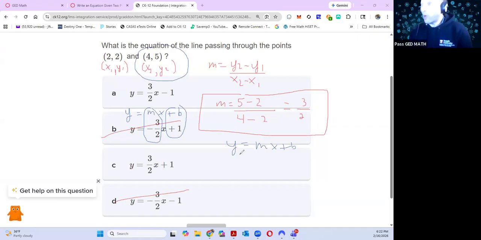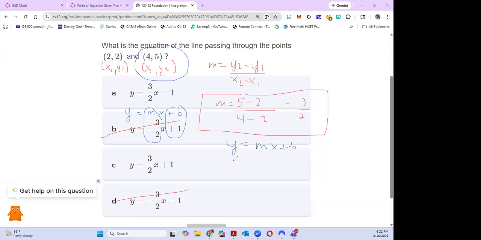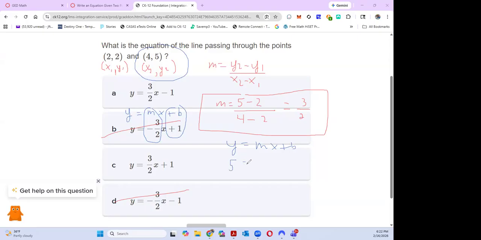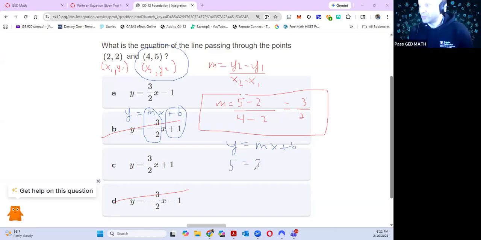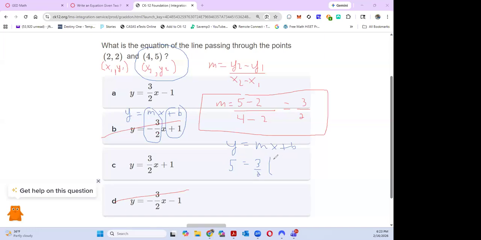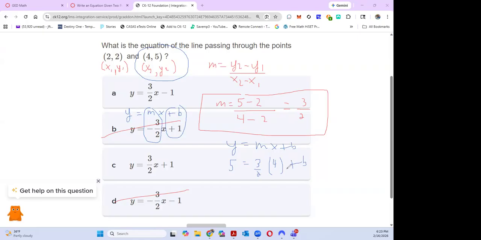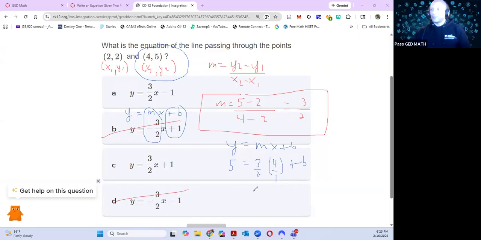My y is what? 5. Equals. We said our slope was 3/2, correct? My x is what? 4, plus b. Now I'm going to change that 4 to an improper fraction because it makes it easier for you to see when I'm going to cross cancel. So I'm going to bring that 5 down. I'm going to bring equals.